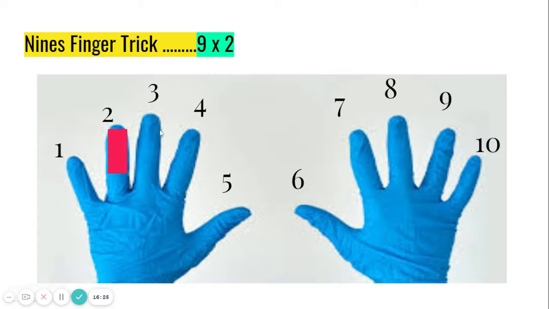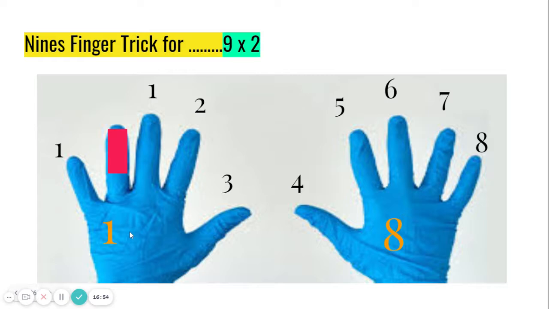Now let's count all the other fingers on the other side. Here we go. So here's our finger that's down. 1 is going to go right here. Think about that number being 1. Now let's count these other fingers. Ready? 1, 2, 3, 4, 5, 6, 7, 8. So we're going to put an 8 right here. 9 times 2. So here's our multiplication fact. 9 times 2 is, ready? 18. 1, 8.